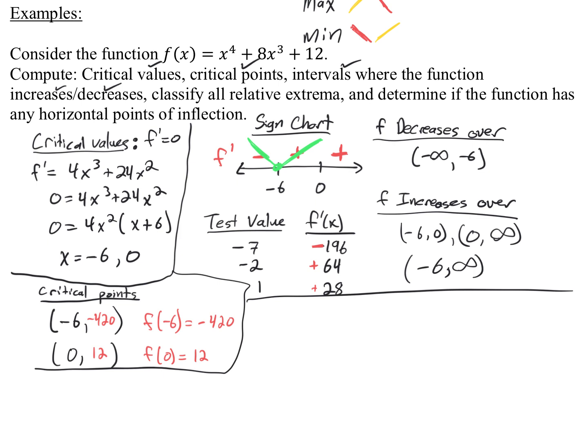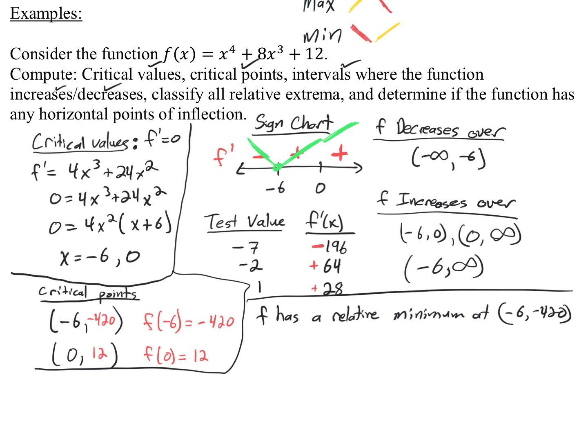Okay, so let's write a sentence that says that. F, my original function, has a relative minimum at the critical point that we were looking at. Next, let's look at 0. What happens at 0? Well, the function increases and then increases. So this, by definition, is what we called a horizontal point of inflection.